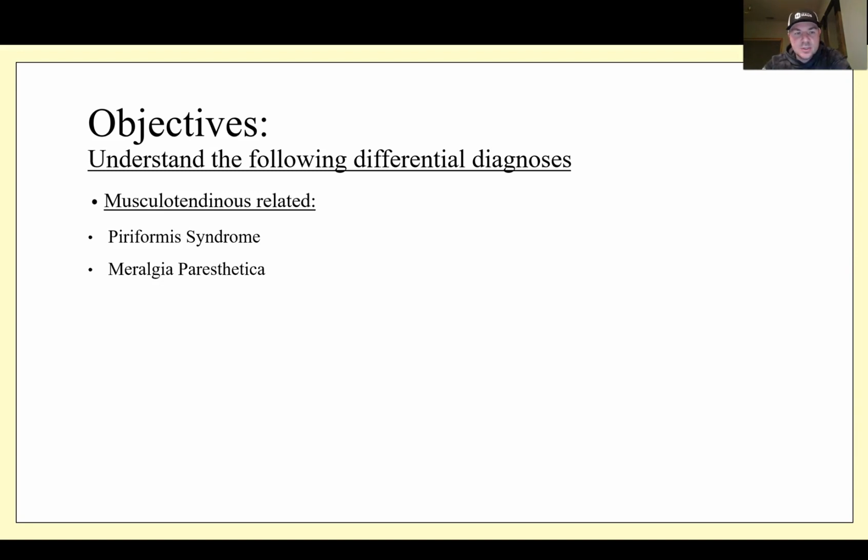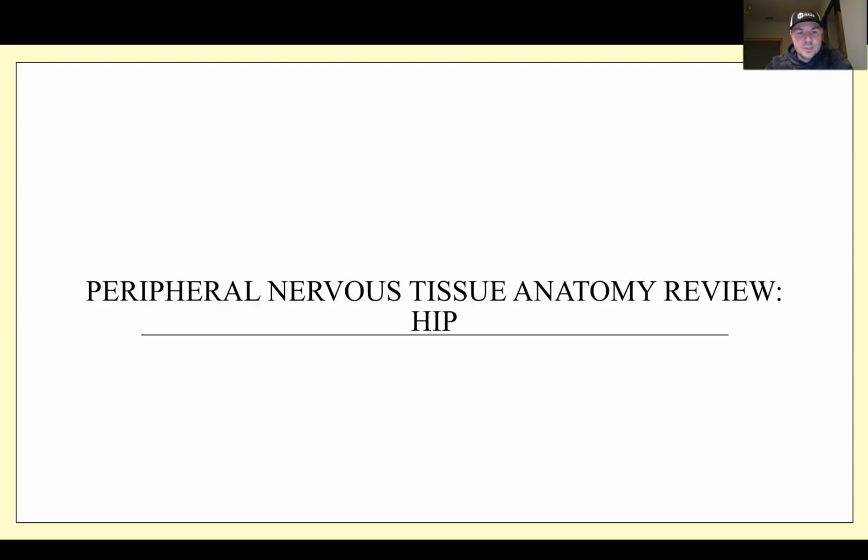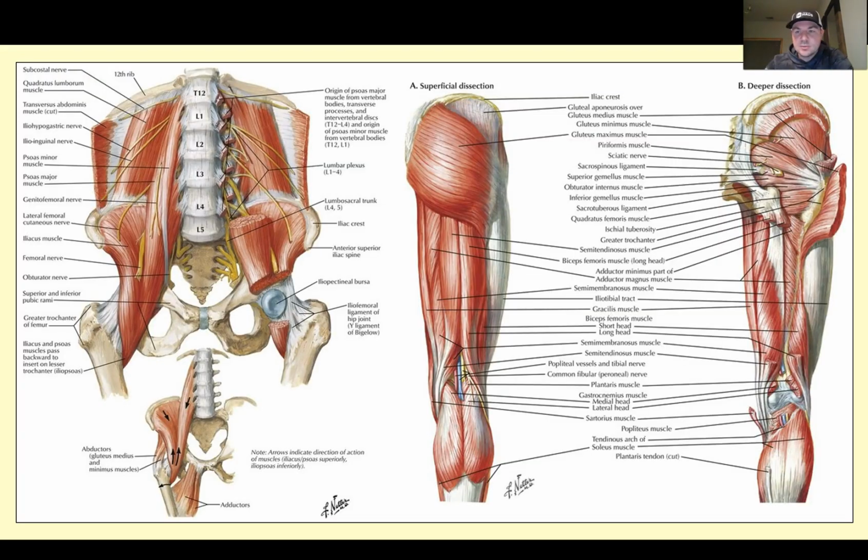There's a couple of big ones here. Those are going to be Piriformis syndrome and Meralgia paresthetica. We'll try to get through those and see if we can distinguish or delineate between other things, from a differential standpoint. How do you pinpoint these two? So again, let's review some anatomy.